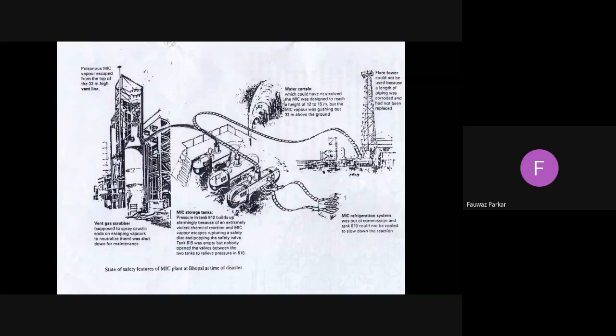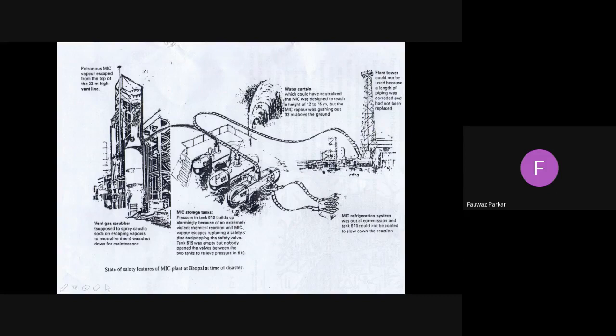So there was MIC, methyl isocyanate, in the storage tank. Pressure in tank number 610 built up alarmingly because of an extremely violent chemical reaction, and methyl isocyanate vapor escaped, rupturing a safety disc and popping a safety valve. Generally chemicals are stored in very airtight and safe containers, but that disc was ruptured and that valve was also opened because of the pressure.